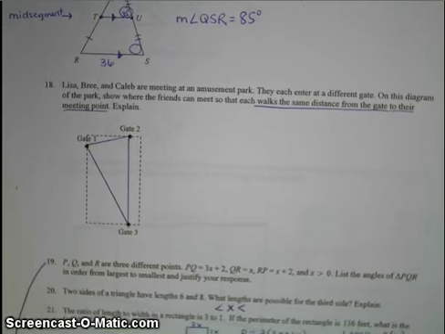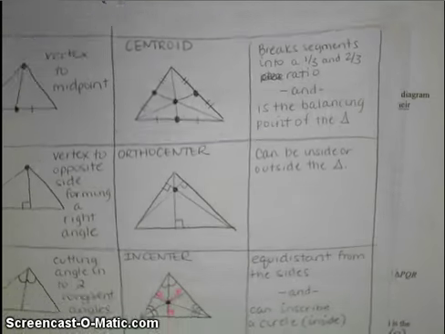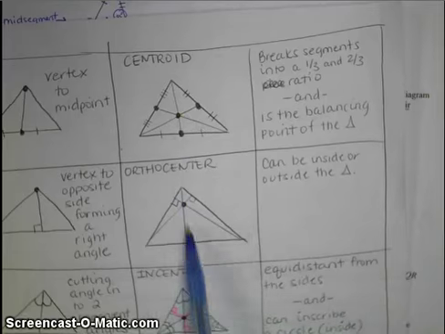Number 18. Lisa, Bree, and Caleb are meeting at an amusement park. They each enter at a different gate. On this diagram of the park, show where the friends can meet so that each walks the same distance from the gate to their meeting point. Explain. So I want to first remind ourselves what each of these points of concurrency mean.